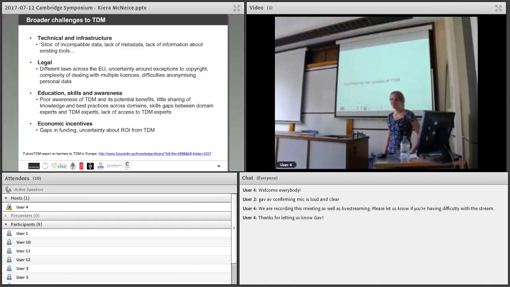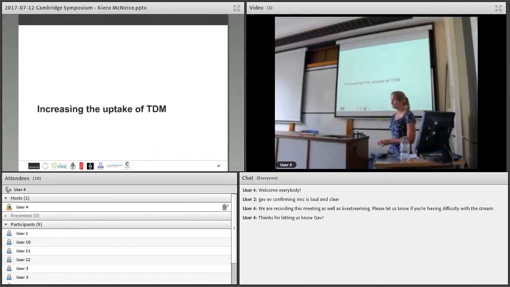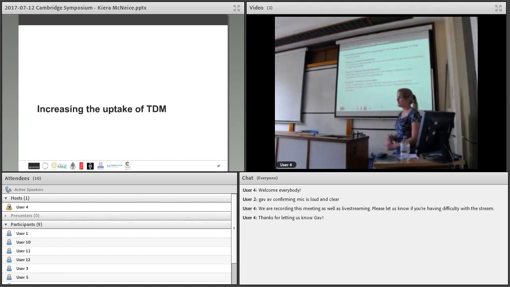So, coming back to the original purpose of the Future TDM project, it's not all bad. We have actually been looking at ways to increase the uptake of text and data mining in Europe. And the main thing that we're about to publish is our roadmap for increasing text and data mining across the EU. This is really the culmination of everything we found and what we think the European Commission should be focusing on in terms of increasing the uptake of TDM. And we've identified three key phases. The first one is we need more content available.